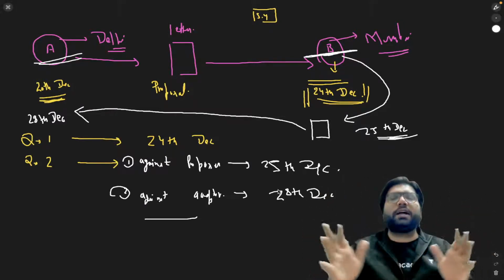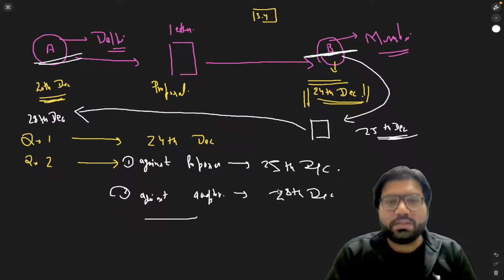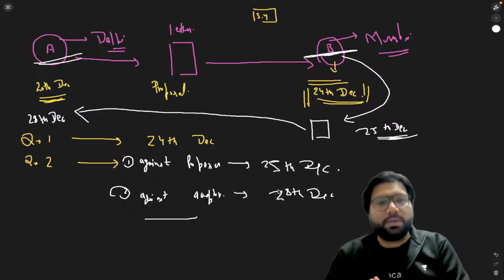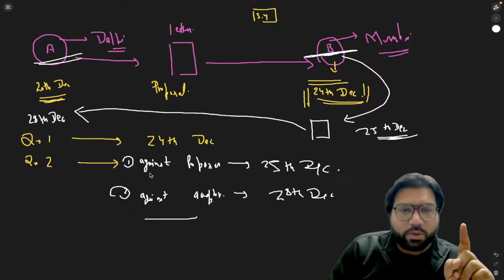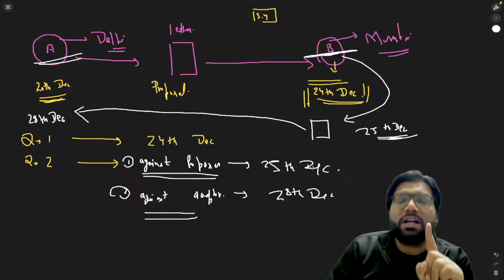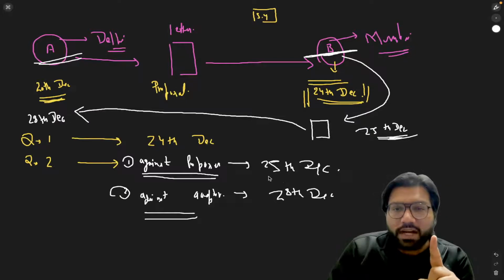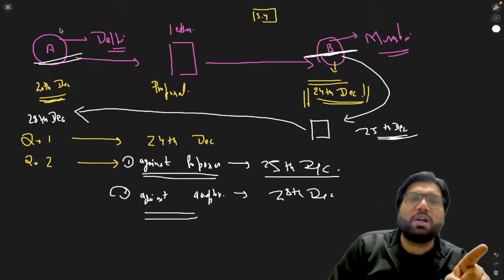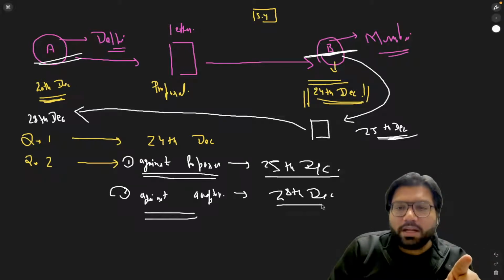Okay, now I'm concluding this second concept as well, students. My question was, when will the communication of acceptance be completed? So we can divide it into two parts, against proposer and against acceptor. Against proposer, it will get completed on the day it is posted, so that is 25th December. Against acceptor, when it comes into the knowledge of Mr. A, so that is on 28th December.